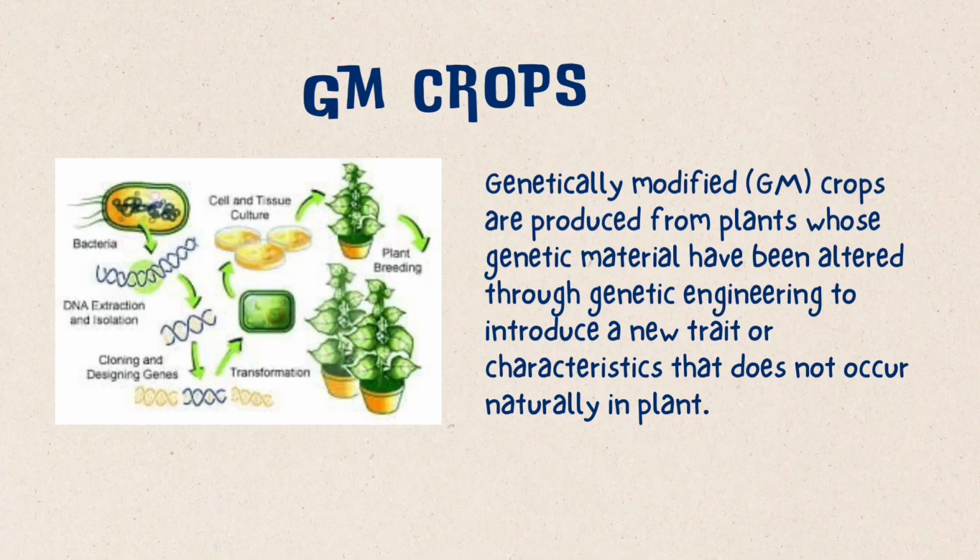So, what is GM crops? They are also known as transgenic crops or biotech crops, which are plants whose genetic material has been altered through genetic engineering. These alterations of genes are made for the purpose of introducing a new trait or characteristic that does not occur naturally in the plant. For instance, we would like to have a plant with high resistance against pests and disease, so we may use genetic engineering to alter their resistant gene.